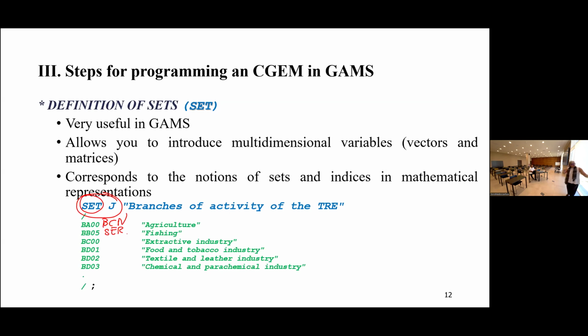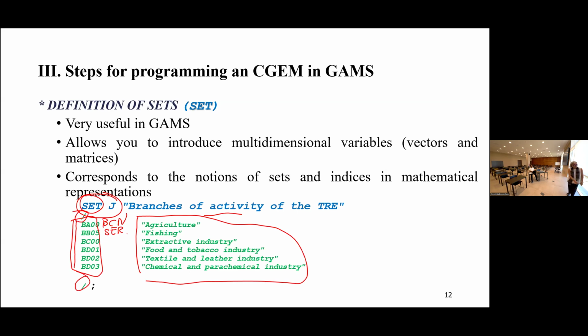The index that I have in the model, you can add some explanation. And here it's not taken into account by GAMS. It's only a comment. And here it's the name of the sectors that you have. Here is the name that you will use in the model, and here it's the comment, the information about each line. But this part is not taken into account by the model again, and it's between two slashes, and you finish with a semicolon, the declaration of this set.